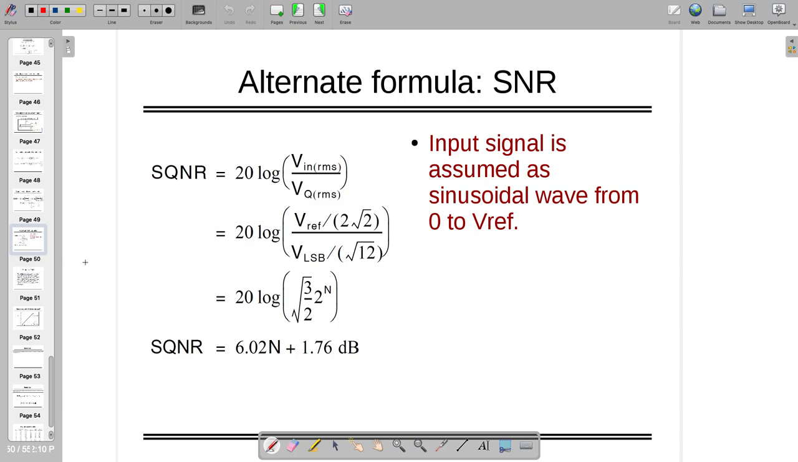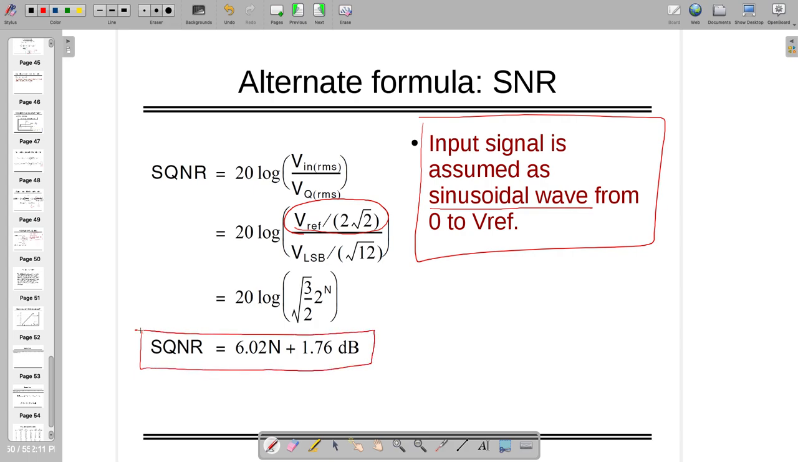But if your input is a sine wave, then Vin RMS will change to VREF divided by 2 square root of 2, divided by the quantization noise, which is VLSB by square root of 12. This gives me a new equation, which is SQNR equal to 6.02n plus 1.76 dB. So these two equations are separated from each other by 1.76 dB, and this is coming from only one reason. In one case, we have just an RMS value where you don't have the square root of 2, and in the other case it's a sine wave with Vin RMS equal to VREF by 2 square root of 2, right? So this is how you have two different results, but we are going to consider this one.